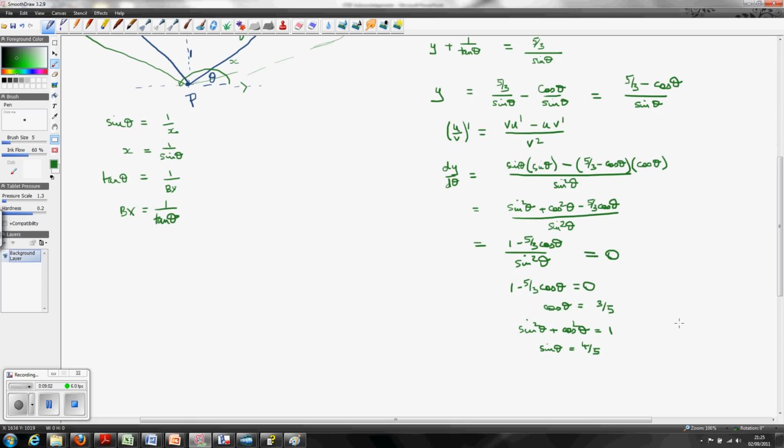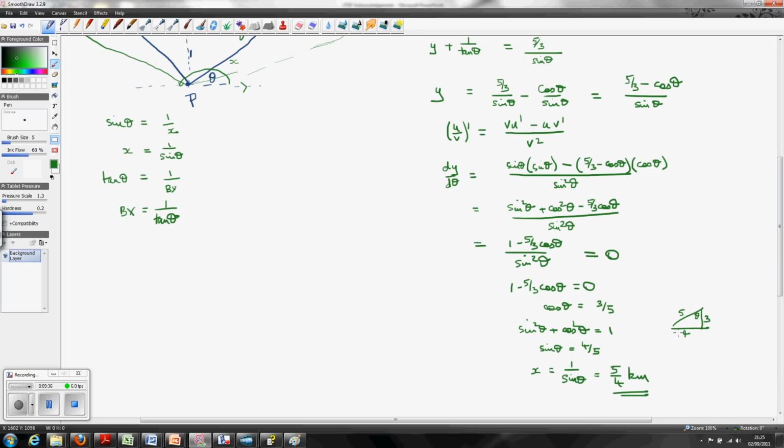I might have noticed this a different way, by the way, by just thinking of a 3, 4, 5 triangle where perhaps theta is here, and I've got cosine 3 over 5, so that side must be 4, and that means the sine is 4 over 5, and that means x, which is 1 over sine theta, is equal to 5 over 4 kilometers, the value of the minimum.